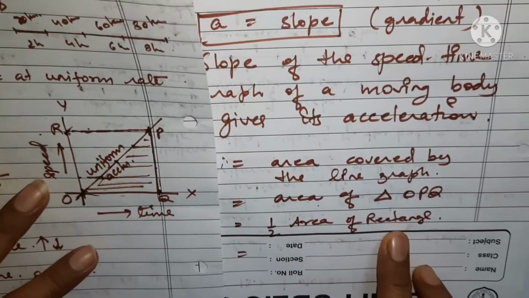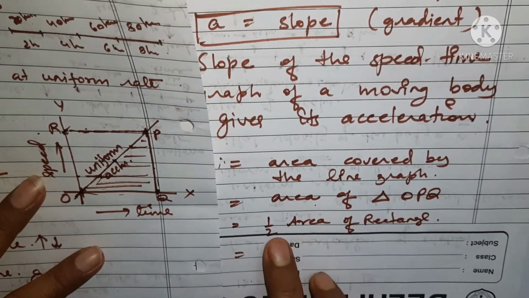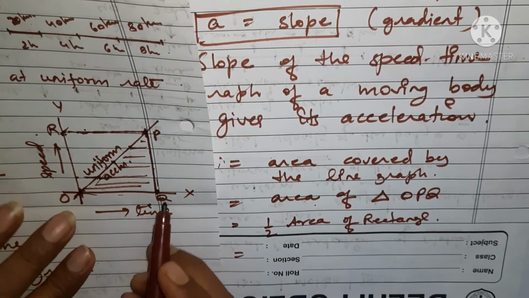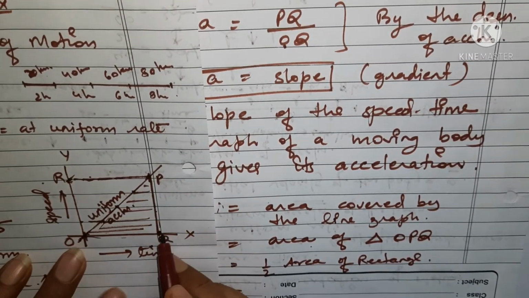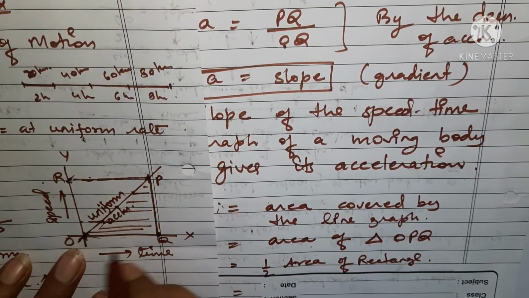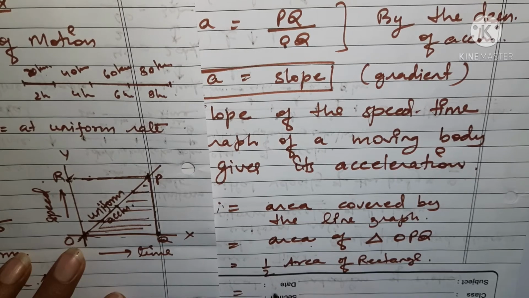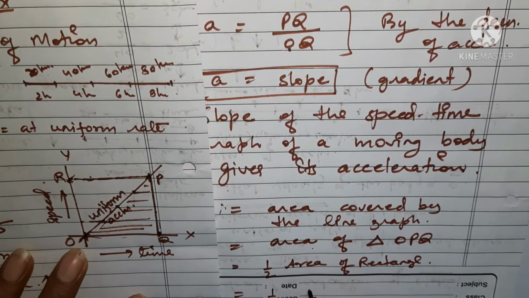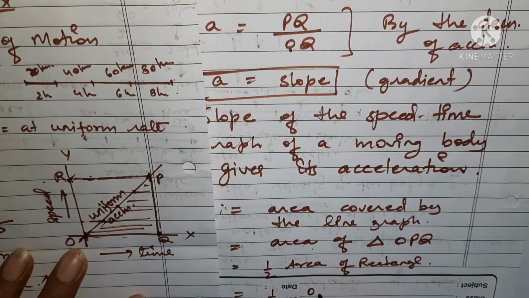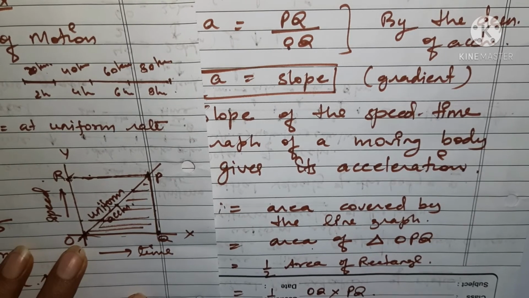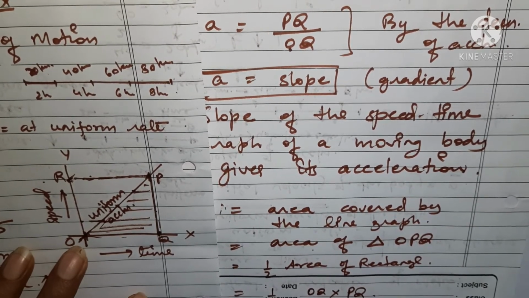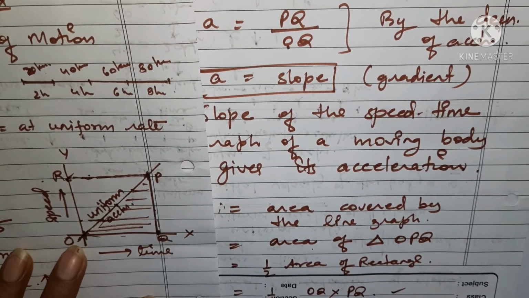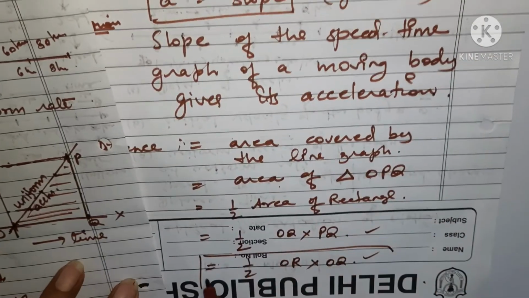So instead of the area of triangle OPQ, we can write half the area of the rectangle. And let us write the area of the rectangle. What is the area of the rectangle? You can write either OQ into PQ, or you can write OR into OQ. So you can write half into OQ into PQ, or else you can write half OR into OQ. Either this one or this one, you can use any of them and you will be able to find it.